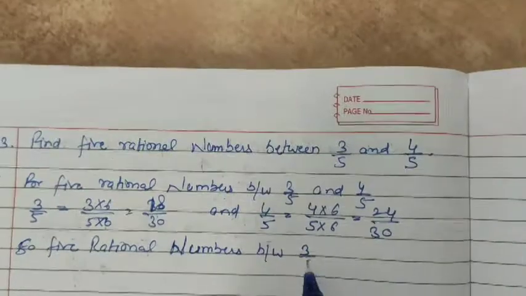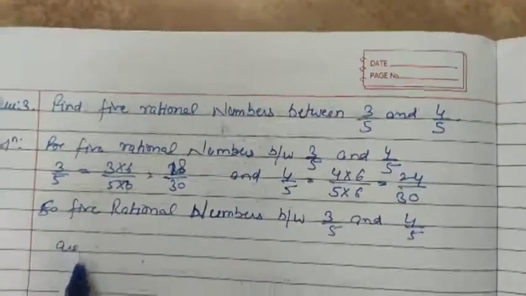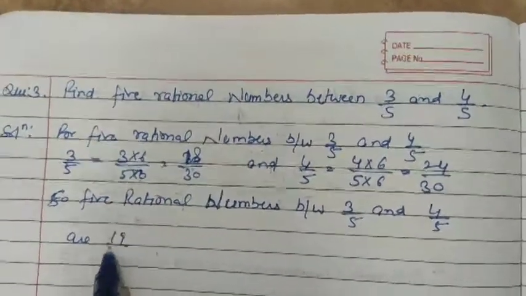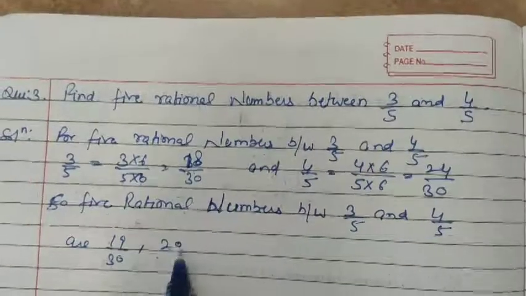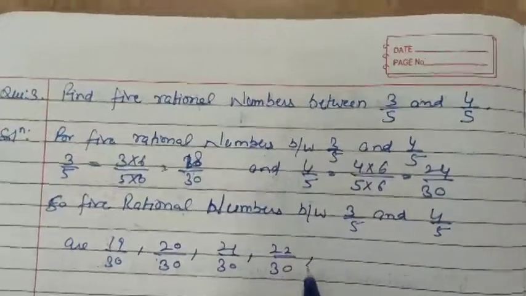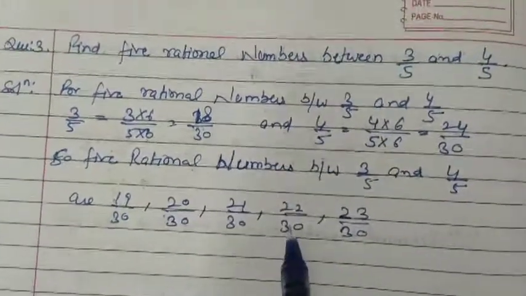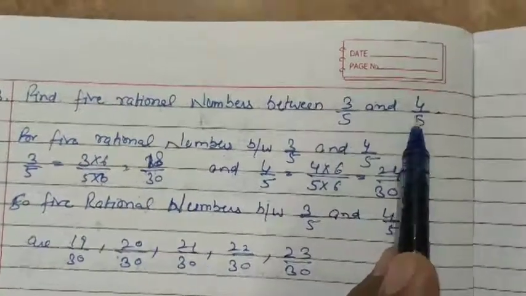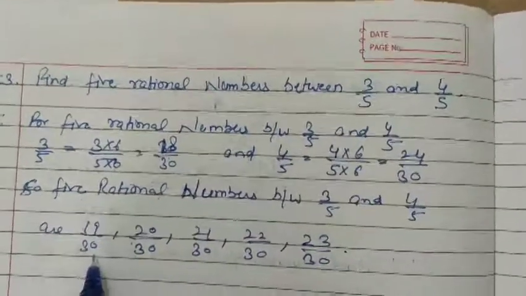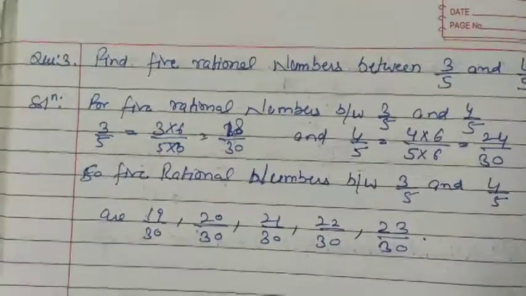The 5 rational numbers between 3 by 5 and 4 by 5 are 18 by 30, after 18 by 30 comes 19 by 30, 20 upon 30, 21 upon 30, 22 upon 30, and 23 upon 30. These are the 5 rational numbers between the given two rational numbers 3 by 5 and 4 by 5. We have infinite rational numbers between these two numbers, but we just found only 5 rational numbers between them. So pause the video and note it down.